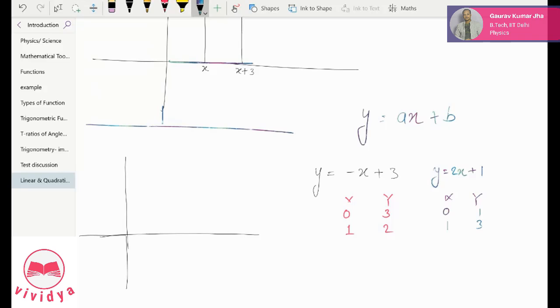So the point is, you will get an L1 type of line, where x increases, y increases, when the coefficient of x in the expression y is equal to ax plus b is positive. You get an L2 type of line, where x increases, y decreases, when the coefficient of x is negative. Is it fine?